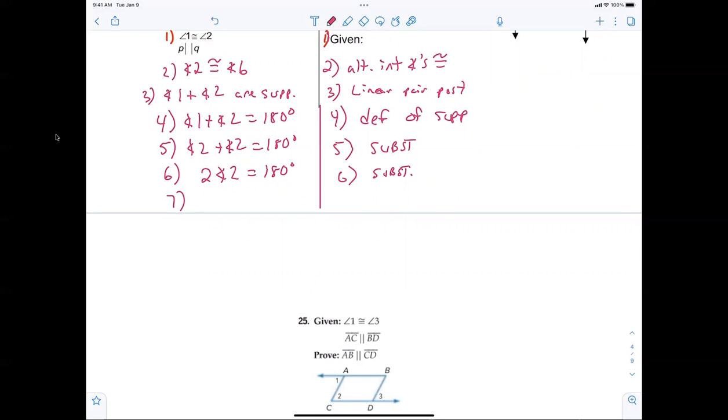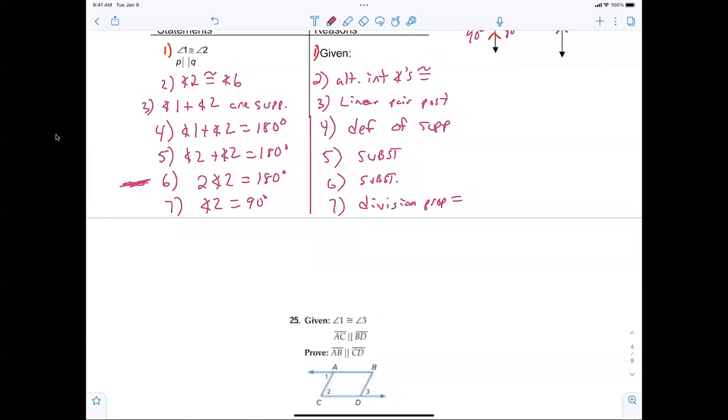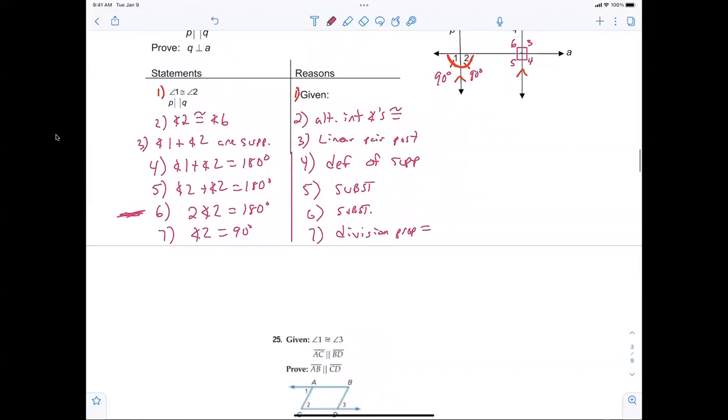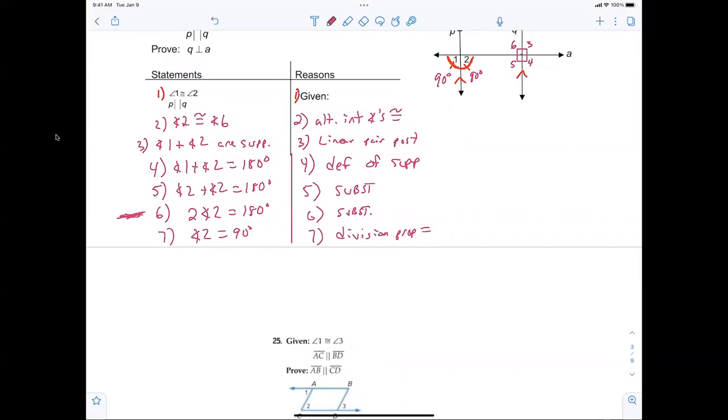Well, no, from step 6, if 2 times angle 2 equals 180, angle 2 equals 90. And that is what? Yeah, division property of equality. All right, so now we know angle 2 is 90. Do you agree with that?